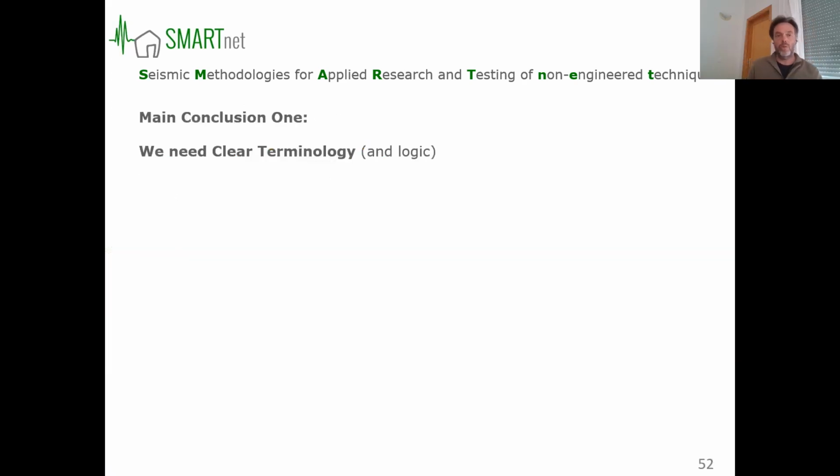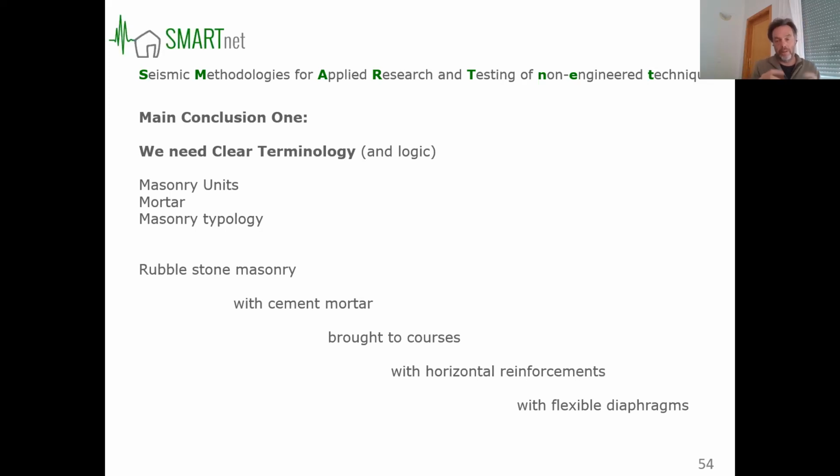All right. So this is my first main conclusion: we need clear terminology and also logic, like I've just shown. And in our case, we need to look very closely at the masonry units, the mortar, and the typology. And I have now very specifically said, okay, we're going to first look at rubble-stone masonry with cement mortar, broad courses, with horizontal reinforcements, and with flexible diaphragms. So this is not the same as river stones with mud mortars, with a concrete slab. It is something else. It needs to be very specifically described, and then we need to start figuring out what it is.